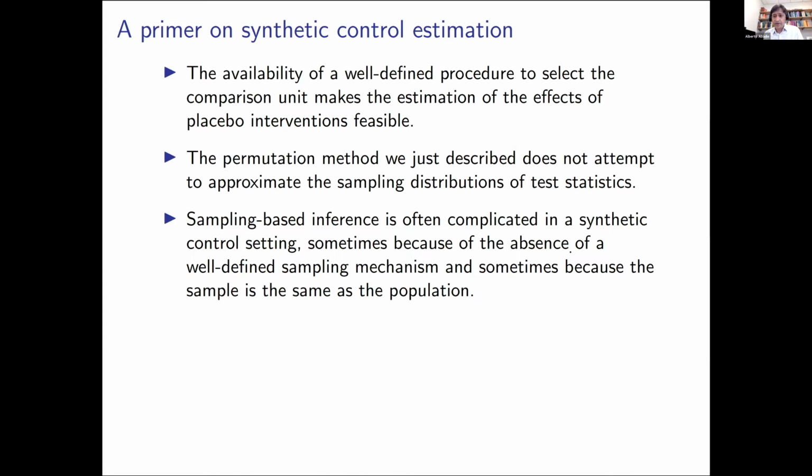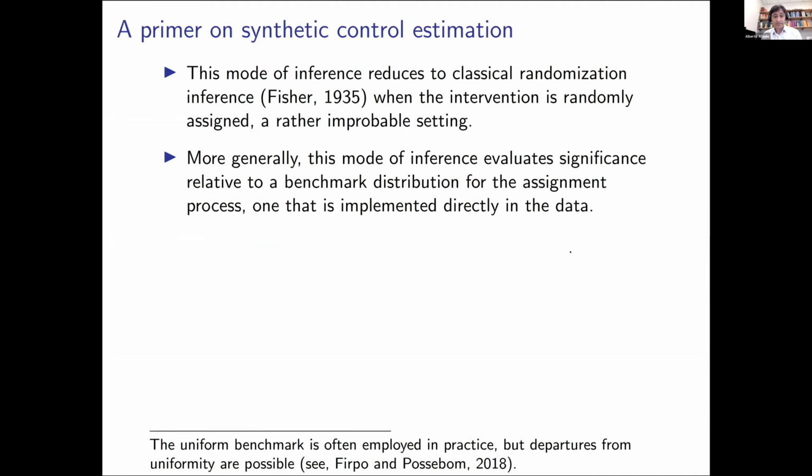The second point that is important to notice is that the permutation method that we described does not attempt to approximate the sampling distribution of the test statistics. In fact, sampling inference is going to be quite complicated in a synthetic control setting, many times because we have the absence of a well-defined sampling mechanism, and often because the sample is the same as the population. So it is very difficult to think about what sampling inference means in this setting, at least in this original formulation of the synthetic control model.